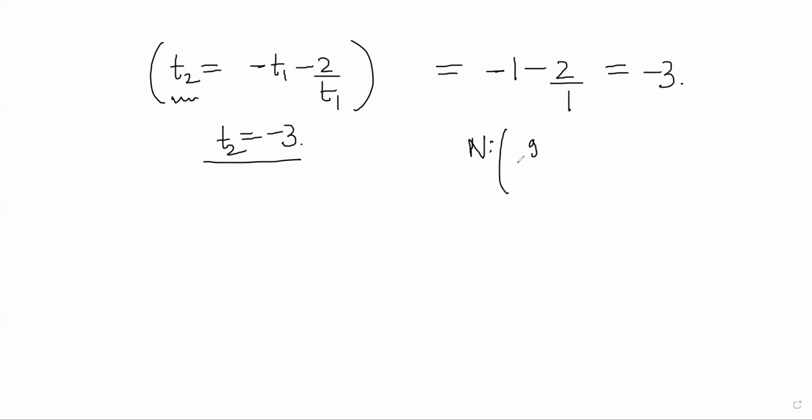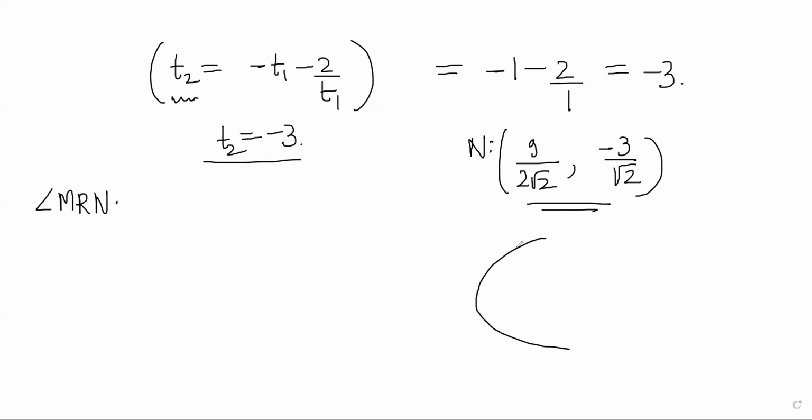So N comes out as (9 by 2 root 2, minus 3 by root 2), right? Now, remember, we have to find the angle MRN, and it was something like this. It was the angle between the tangent at M and the chord ON. This was the situation, and this was my R. R was the point of intersection of the chord ON and the tangent at M.